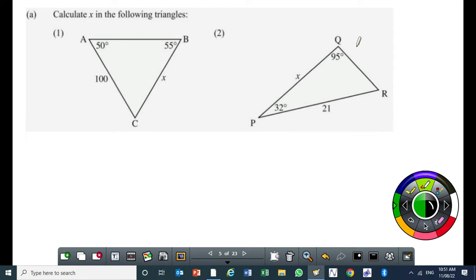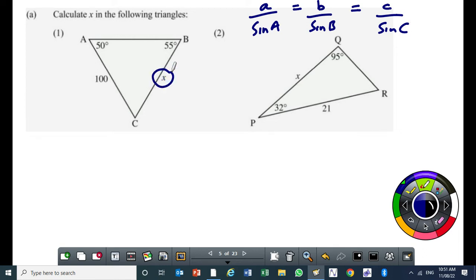Now, if you want to find the length, for the sine rule, I'm going to write them down as a over sine A is equal to b over sine B is equal to c over sine C. If you want to calculate a length, like in this case x, and I choose the first two ratios, it means I must be given two angles and one length.